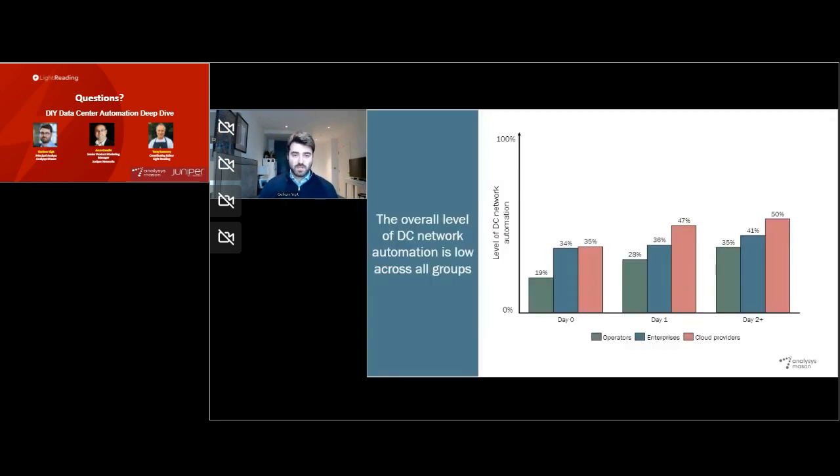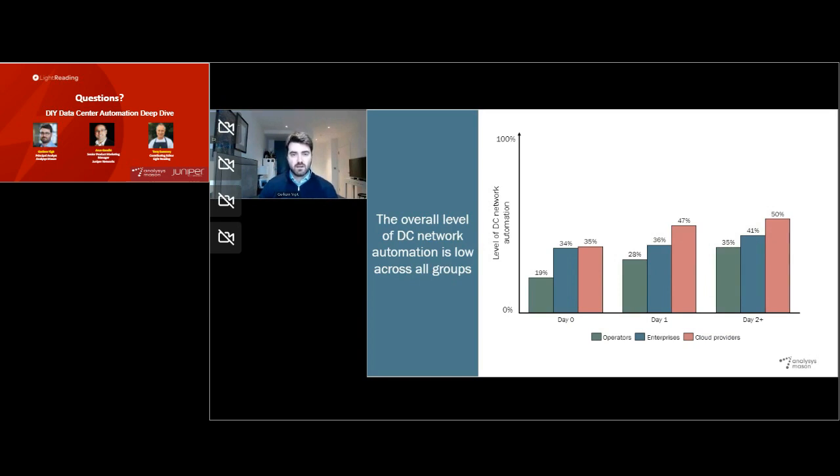So if you zoom in on the level of automation achieved today, we see some differences between the operational areas and also the type of segments. So we asked companies to assess their automation levels across the key operational processes, including day zero planning and design, day one deployment and configuration, and day two and plus ongoing operations such as monitoring, troubleshooting, and so on.